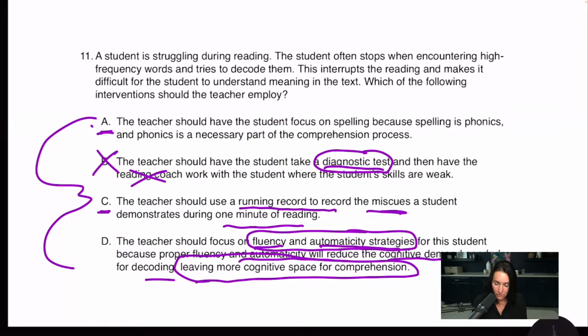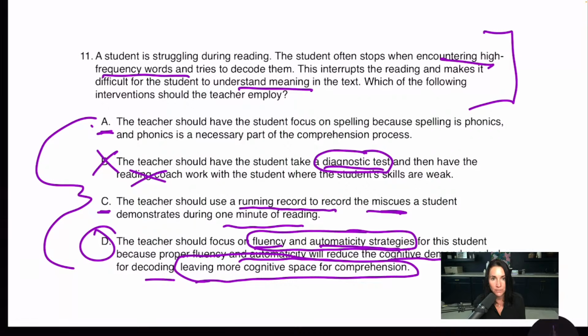Let's read the question just to make sure. A student is struggling during reading. The student often stops when encountering high frequency words and tries to decode them. This interrupts the reading and makes it difficult for the student to understand meaning in the text. Understanding meaning in the text is comprehension. Which of the following interventions should the teacher employ? Well, here you could, A is a thing you could do, and C is a thing you could do. This is where you might say, well, all of these could be correct.